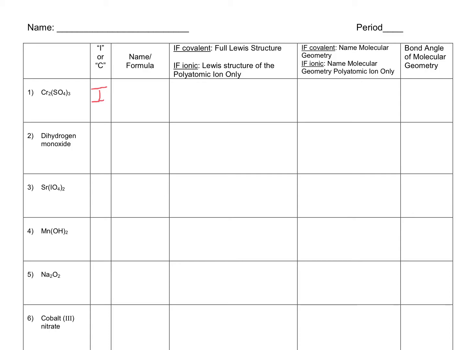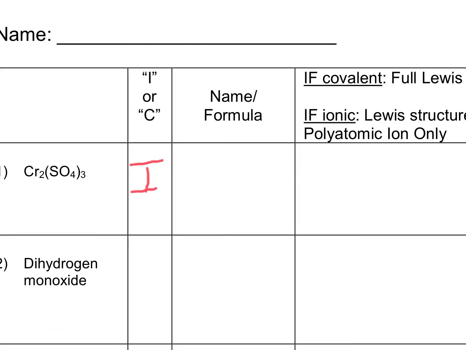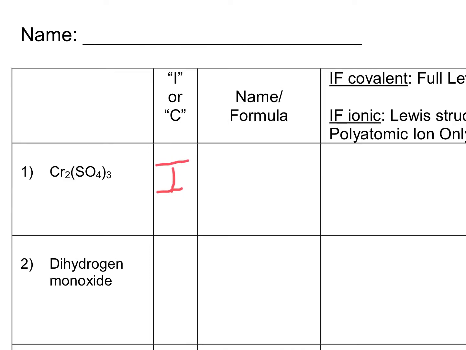Cr2(SO4)3, that's a formula, so we must need to write the name. Well, we know that Cr is chromium, and chromium is in the transition metals. It's not one of the univalents, so we're going to have to use a Roman numeral with it as well. So let's start by writing chromium and put our parentheses.